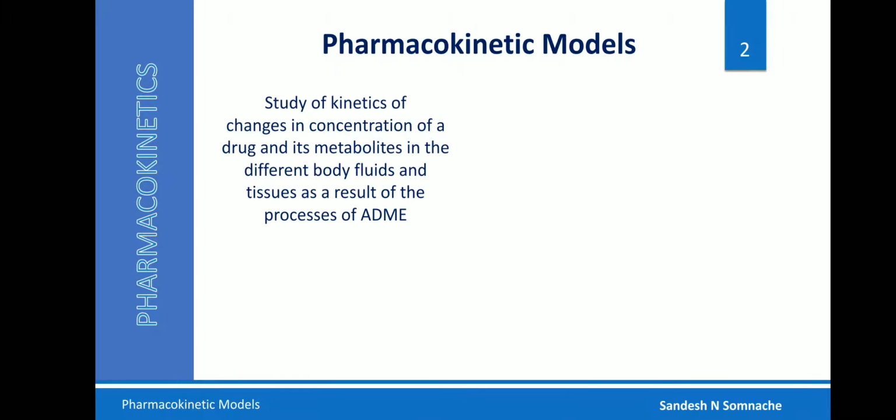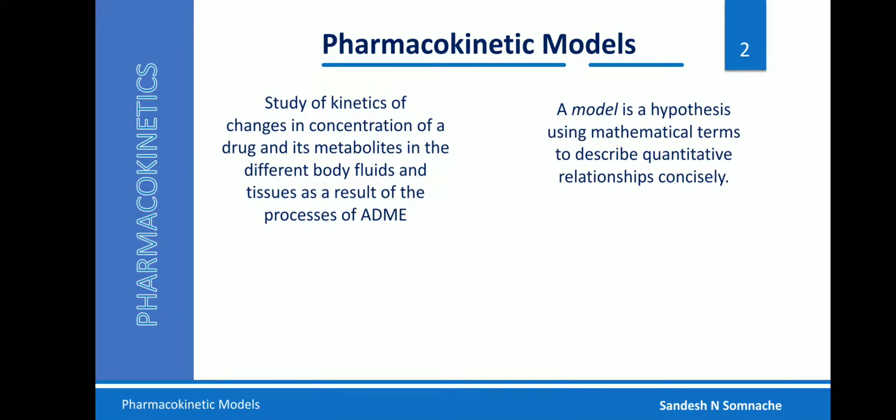Pharmacokinetic models. As we know, pharmacokinetics is the study of the kinetics of change in concentration of a drug and its metabolites in the different body fluids and tissues as a result of the process of ADME, that is absorption, distribution, metabolism and excretion. While a model is a hypothesis, and by using mathematical terms we try to describe the quantitative relationships.